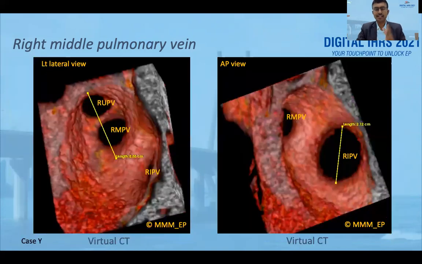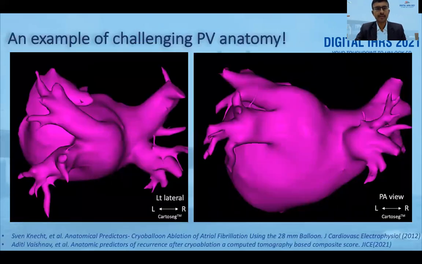We did a virtual CT on that particular patient. He had a sort of a short common os between the right upper and the middle, which was good enough for us to do a common or a segmental ablation of the right upper and the middle. So first we place the Achieve catheter in the right upper, do the freeze, and perform a second freeze while in the right middle.